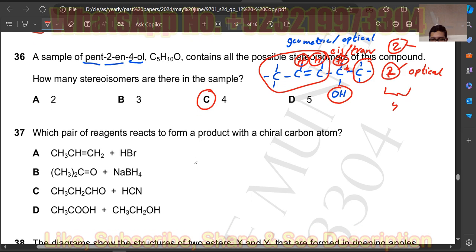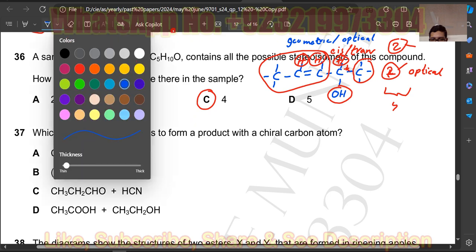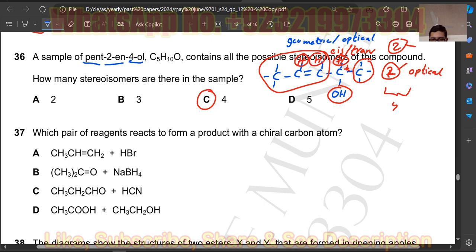Now question number 37. Which pair of reagents reacts to form a product with a chiral carbon atom? Again, we need to practice about the chiral carbon here. Alright, we are given the reactions. We will develop the products from these reactions, and then we can find. Okay, the first reaction is between this compound and HBr.